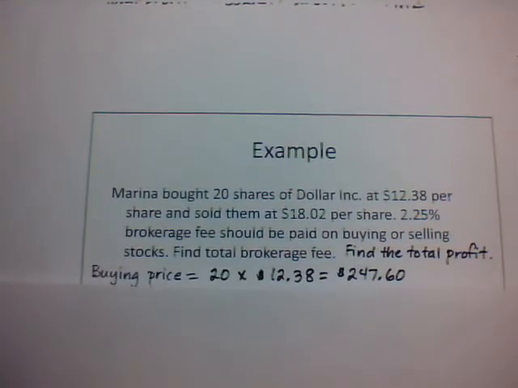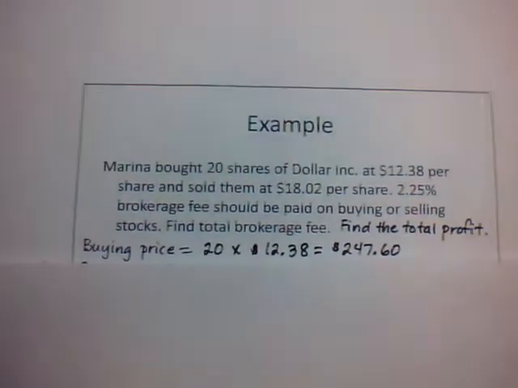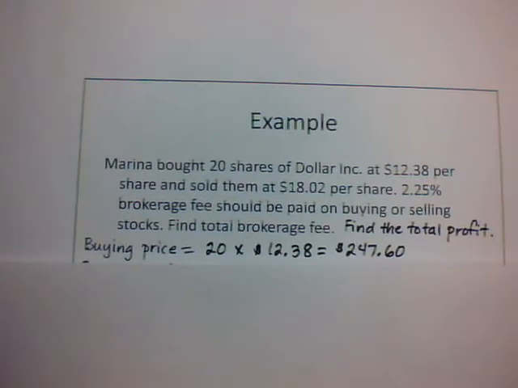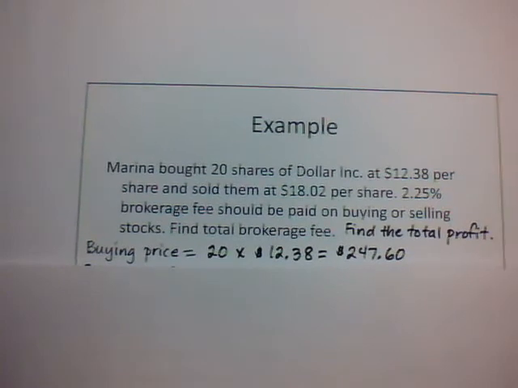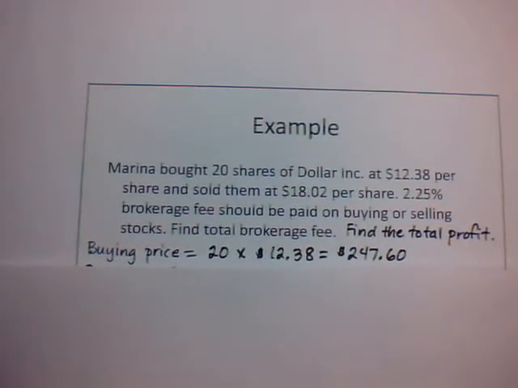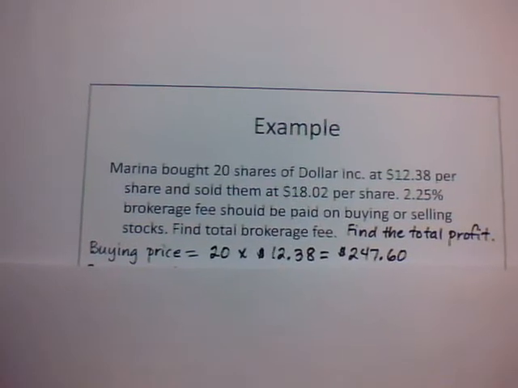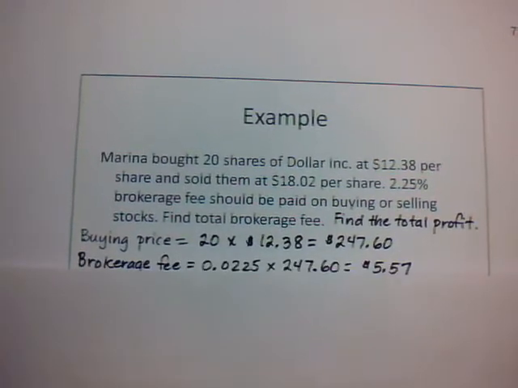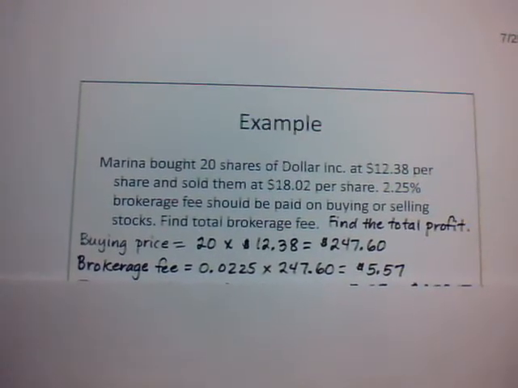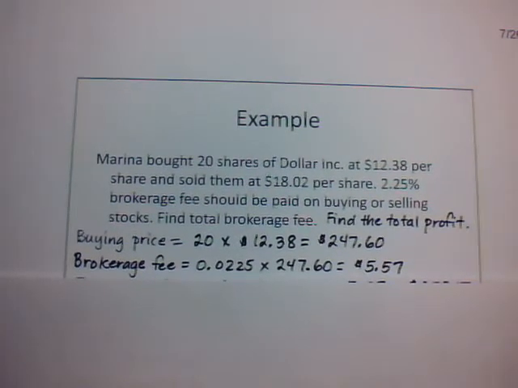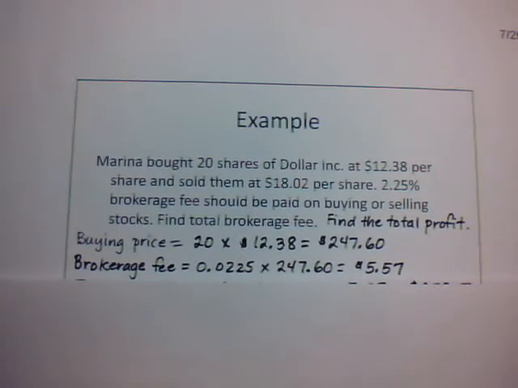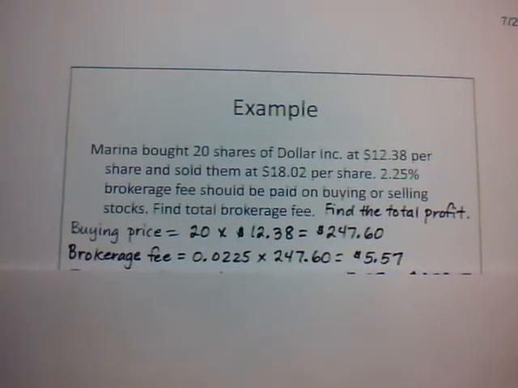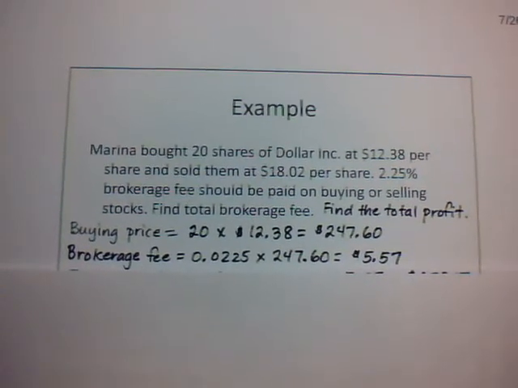Here's how this works. We first calculate the buying price. Here Marina bought 20 shares of Dollar Incorporated stock at $12.38 per share. So if you multiply the 20 shares at $12.38, you'll get $247.60. That's the buying price. She's also going to have to pay a 2.25% brokerage fee. So 2.25% as a decimal will be 0.0225. Multiply that by the $247.60. So here she paid a brokerage fee of $5.57.